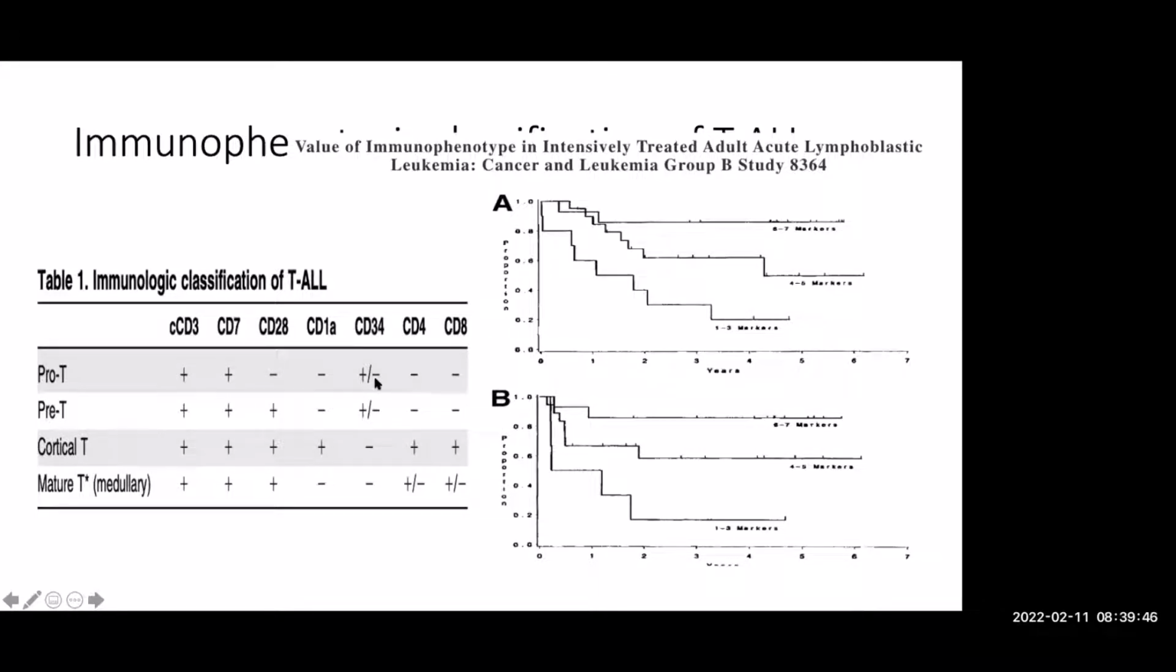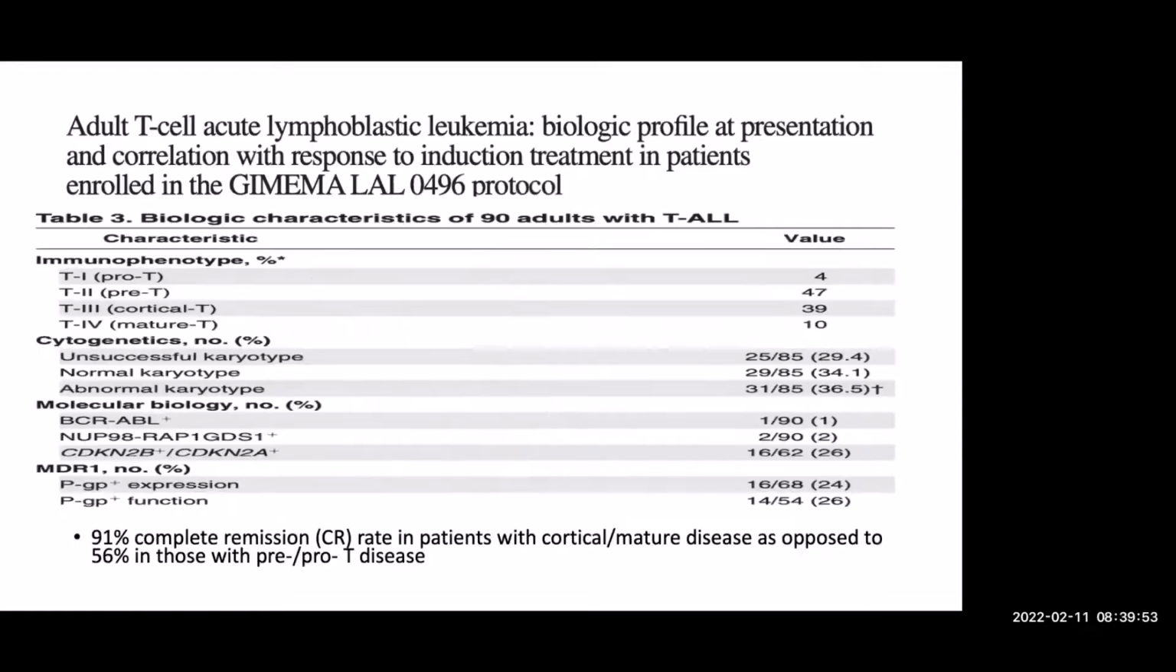So this suggests that there is a distinct subtype of T cells which had poor outcomes compared to T cell acute lymphoblastic leukemias. And this is the other study done in adult T cell acute lymphoblastic leukemias, where the presence of pro and pre T cells is compared with cortical and mature T cells. We can see that the response rates of cortical and mature T lymphoblastic leukemias had better outcomes than pre and pro T cell acute lymphoblastic leukemias.